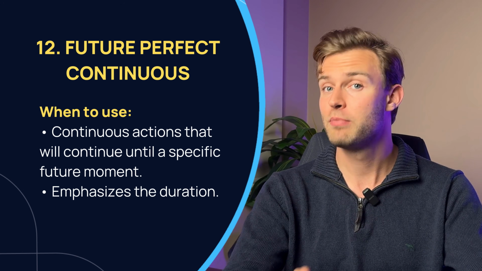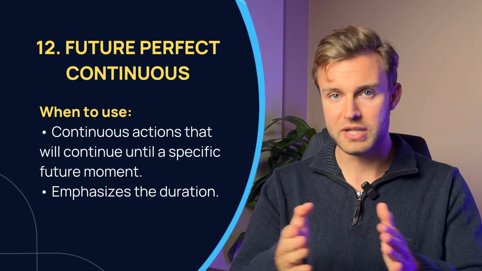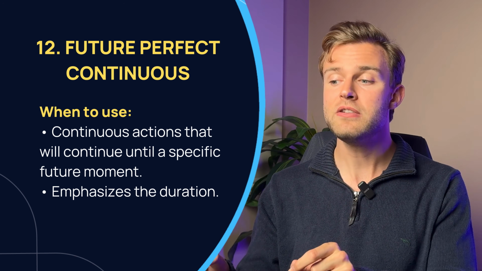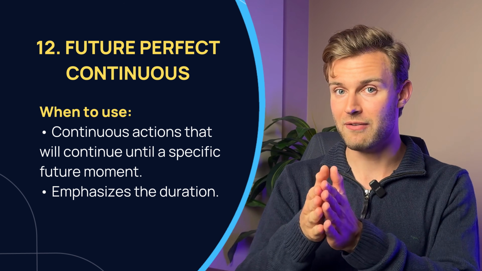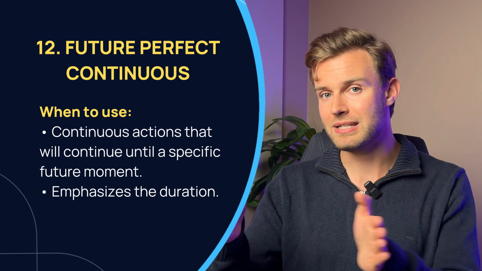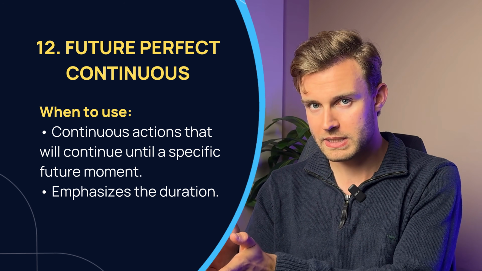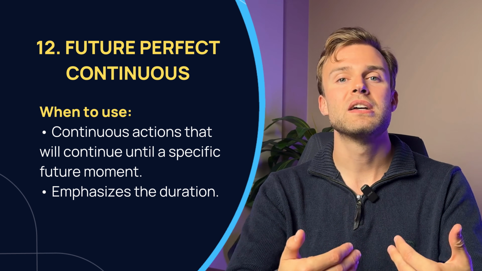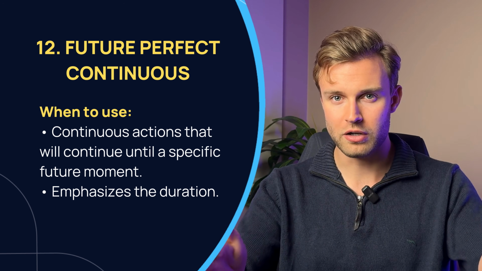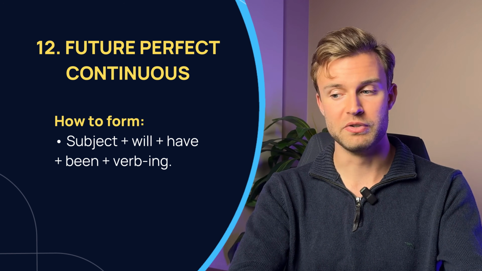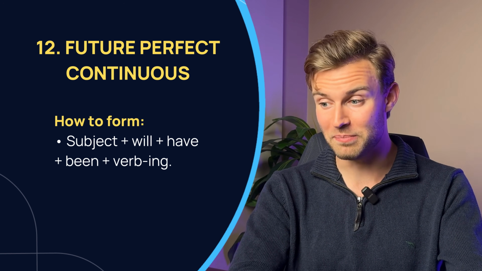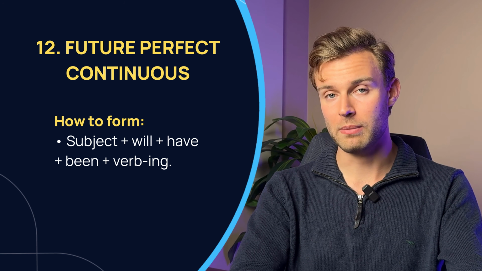All right, last but not least, the future perfect continuous. We use it for continuous actions that will continue until a specific future moment. So we have a point in the future, and we have a continuous action that will continue until that point. The key here is that it emphasizes the duration, the ongoing action, the continuous action. We form it using the subject, using will, using have, using been, and the ing form of the verb.